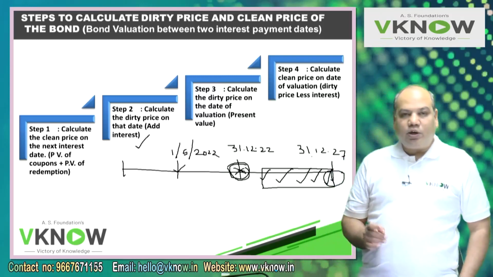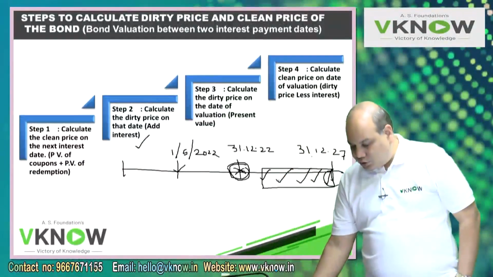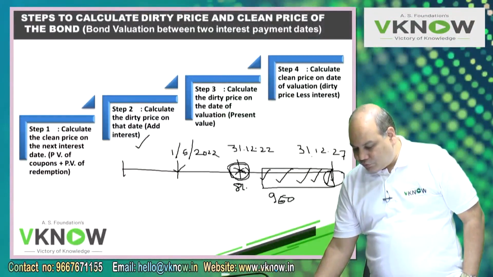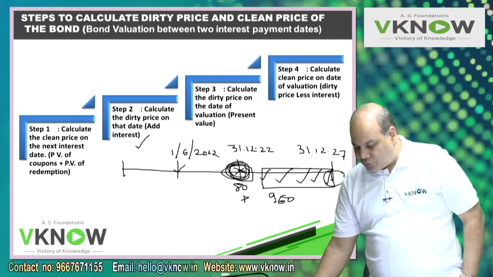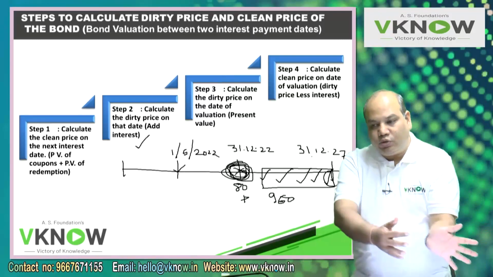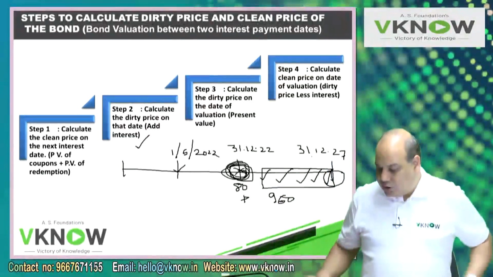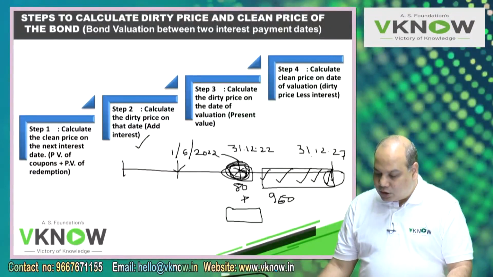Calculate the dirty price on next coupon date. So after computing this value, suppose this comes to 960 and one coupon of 80 rupees is pending here. So I will add 960 plus 80. I will get dirty price here, because it has included the interest also now for this 12 months period. Then after getting the value here, I will now discount it.